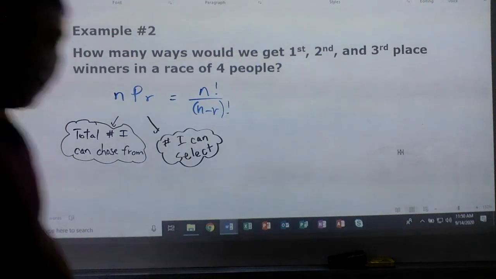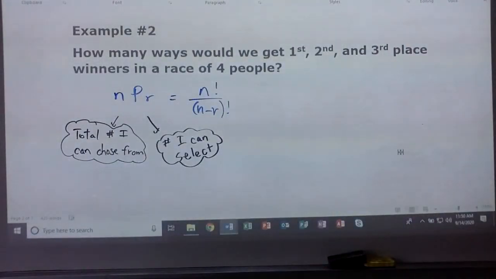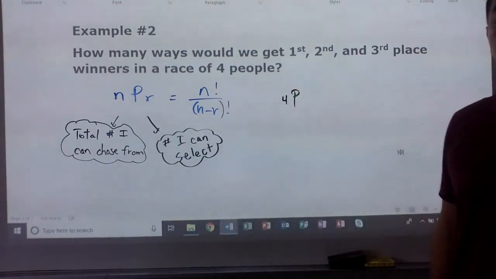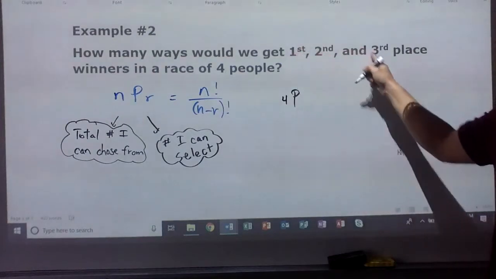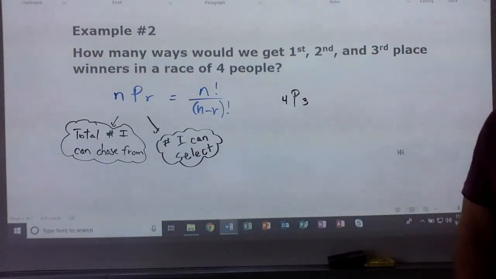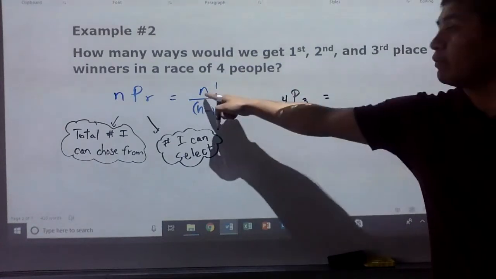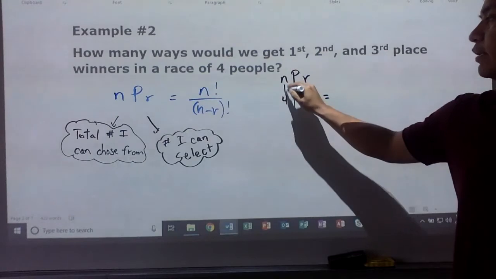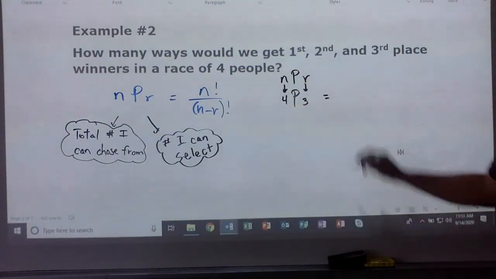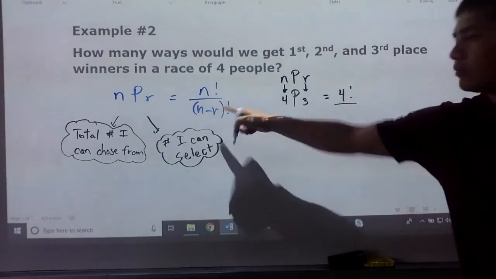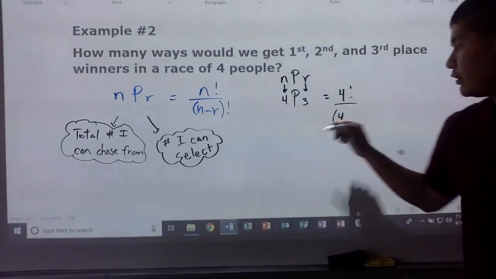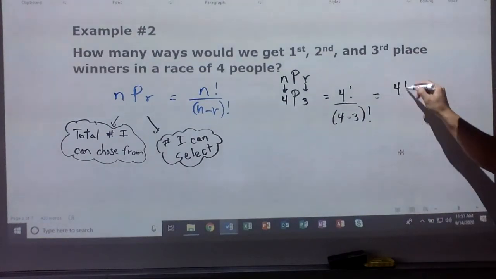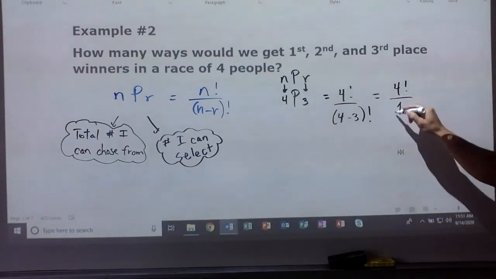So value of n. What is the total number I can choose from? Well, there's 4 people, so I got 4. Out of those 4, how many am I selecting? Well, I need the first, second, and third place, so 3. This is where I get the value of n. This is the value of r. So n equals 4 factorial on the bottom, 4 minus 3. Simplify. 4 minus 3 should give me 1 factorial.